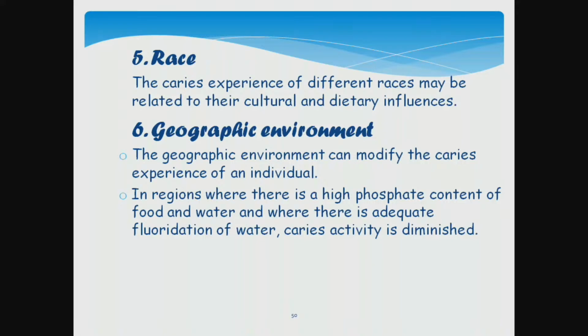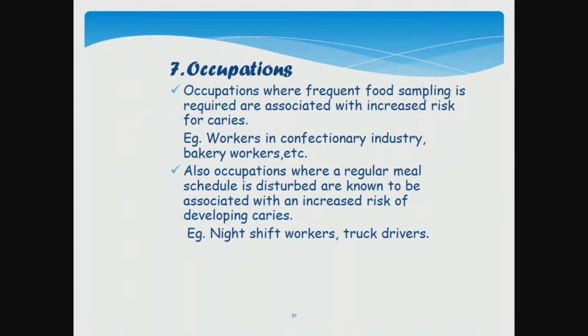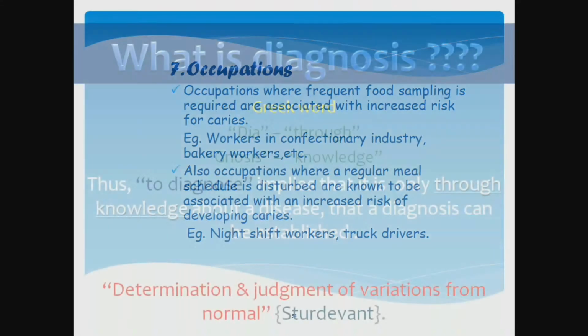So race also, what kind of race, what kind of geographic environment. An environment which has a high phosphate content in food and water, and less fluoride in the water, causes caries. If the fluoride is more, the caries activity is diminished, but if it is less, then caries tends to happen. If there is high phosphate content and high fluoride in the water, caries activity is not seen. Occupation, what kind of occupation? Whether the patient works in a bakery, is taking sweets all the time, night shift workers, truck drivers, all these people tend to develop more caries.